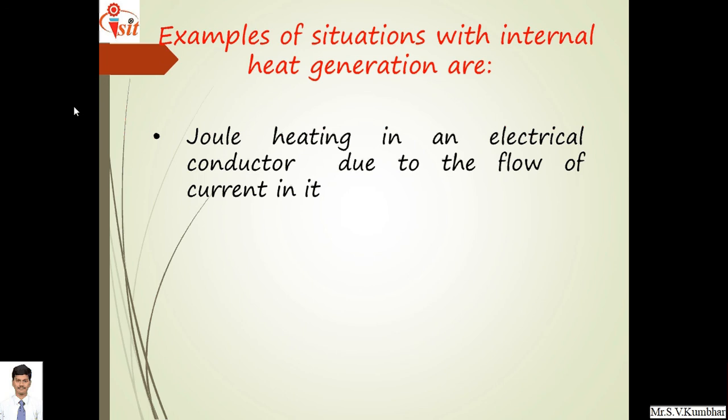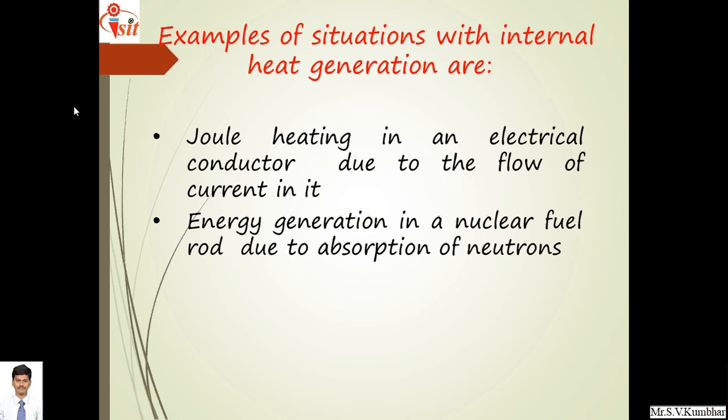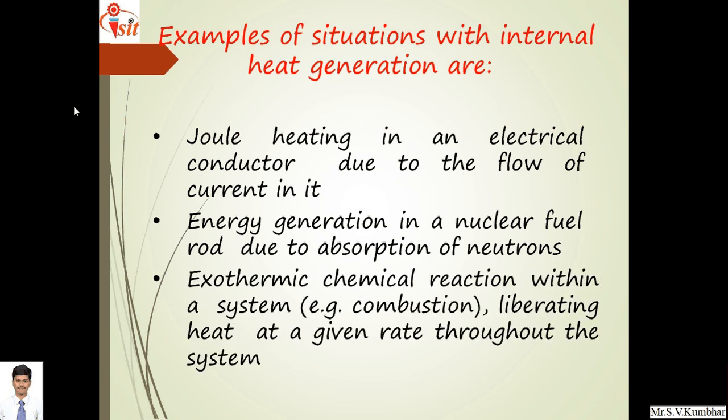Now there are some practical applications of internal heat generation. First one, Joule heating in an electrical conductor due to the flow of current. Whenever current flows through a conductor, internal heat generation occurs inside the element, and that heat is dissipated to the atmosphere. Energy generation in a nuclear fuel rod due to absorption of neutrons. Whenever there is an absorption of energy in a nuclear fuel, there is internal heat generation within that rod. Third one, exothermic chemical reaction within a system.